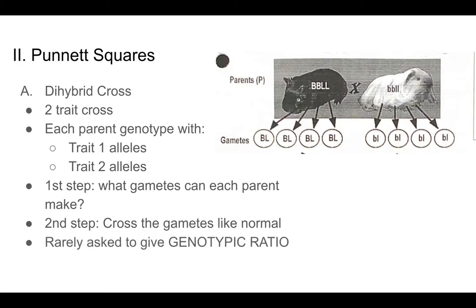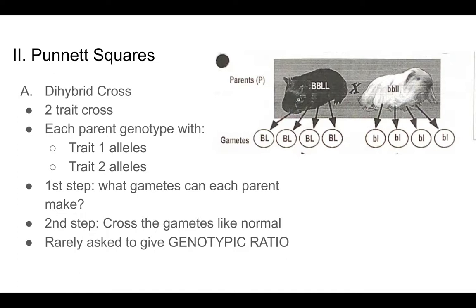Now, I'm going to give you this little tip down here. We're used to looking at genotypic and phenotypic ratios. Because the cross gets so big, very rarely are you asked to give a genotypic ratio in a dihybrid cross. More common than not, you are actually asked to give a phenotypic ratio. So what do the offspring actually look like? You give a phenotypic ratio frequently.